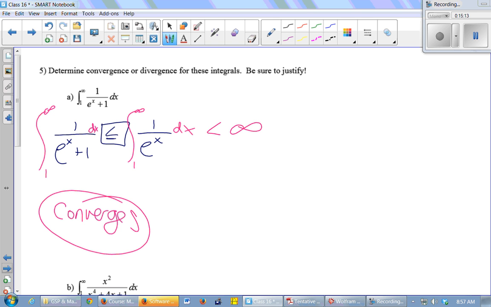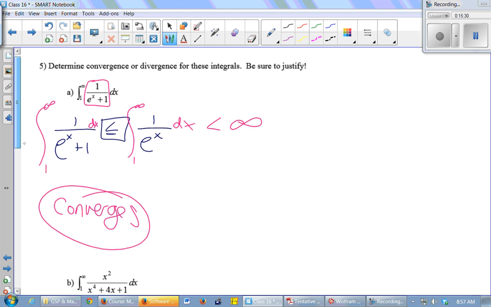Yeah, so you want to take this thing in the integrand and think about a function that has similar behavior, that looks similar to it, but whose behavior you know. Convergent or divergent behavior you know.